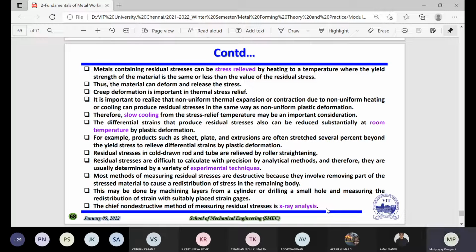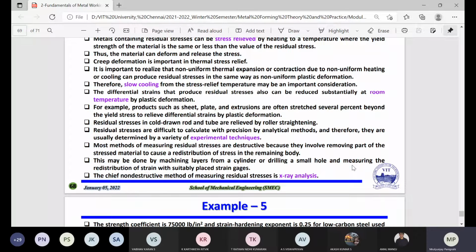Okay, fine. Yes, sir. Okay, so this is all about metal deformation, the basic part. I have one or two numericals that you can do.